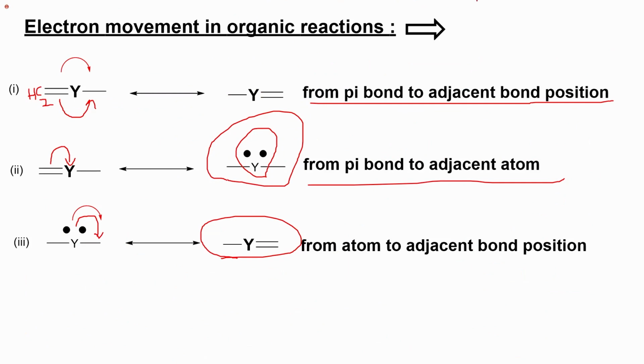Now the electron movement: you can see how it happens from a double bond to a pi bond, and from a pi bond to an adjacent bond position. If you see this kind of electron movement in organic chemistry, you have to remember these three kinds of movement. Now, the electron movement in organic reactions also includes the lone pair going from an adjacent atom to an adjacent bond position.